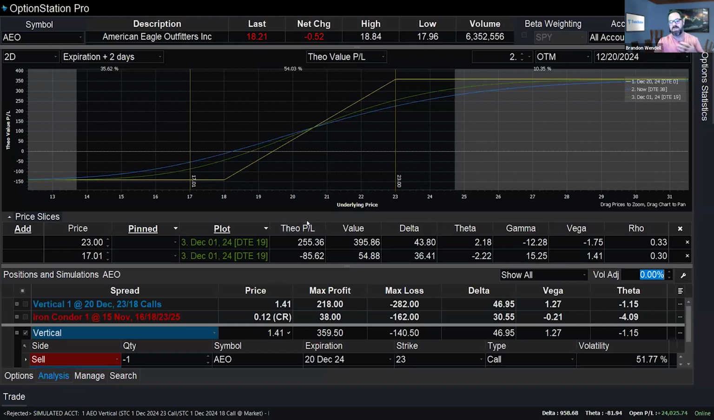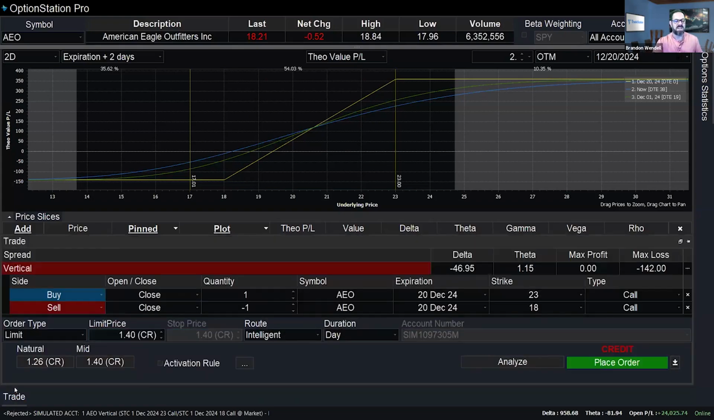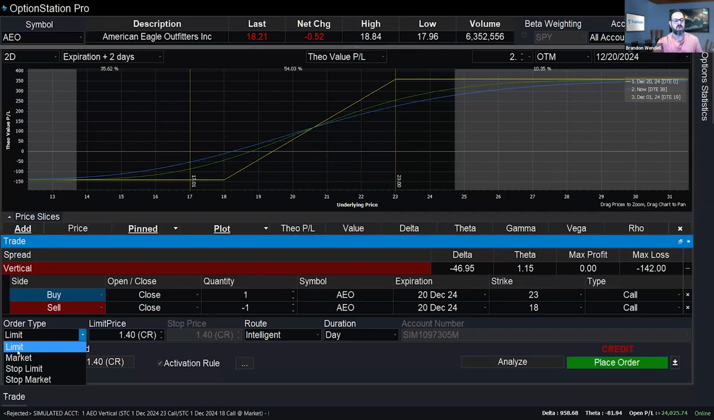Divided by 3, we found out that that's roughly 85 bucks. So I create another slice to figure out what price will cost me $85 in loss. And now I put in on the trade that I've already planned out. Oops, what happened there? On the trade, I bring up the activation rule. I do a market order.